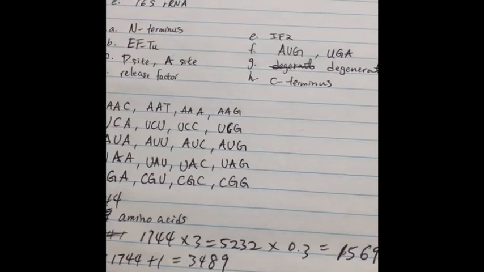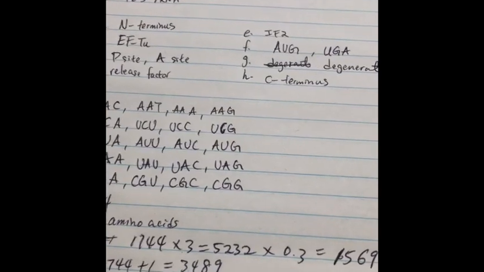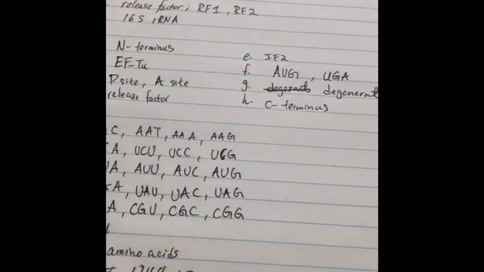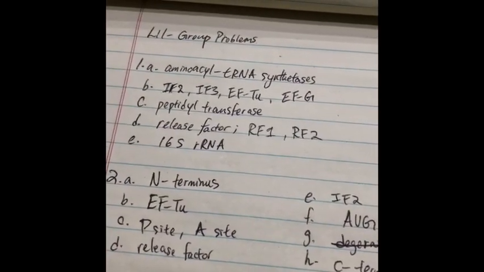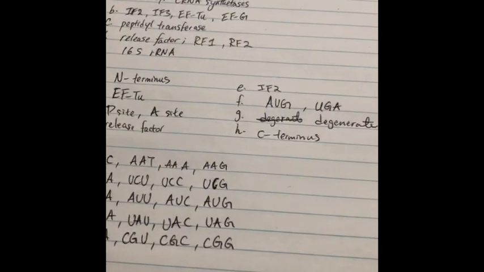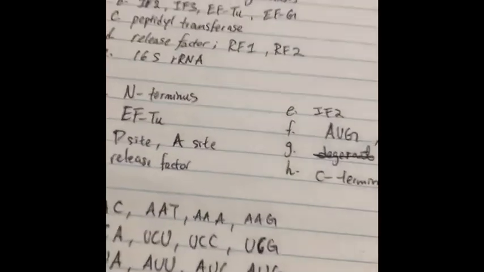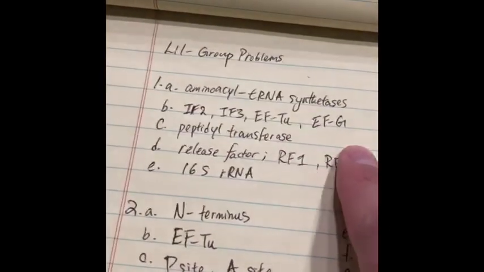Question 1A asks us to indicate the group of enzymes that covalently link amino acids to tRNA molecules. In that case, that will be aminoacyl-tRNA synthetase. Question 1B asks us to indicate 4 proteins that consume GTP during translation. That would be IF2, IF3, EF-Tu, EF-G.